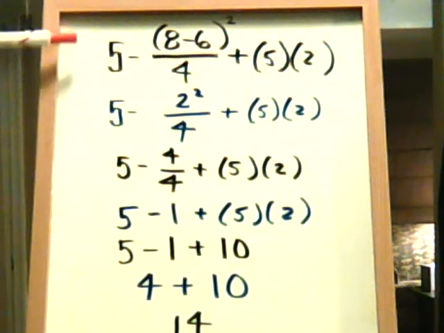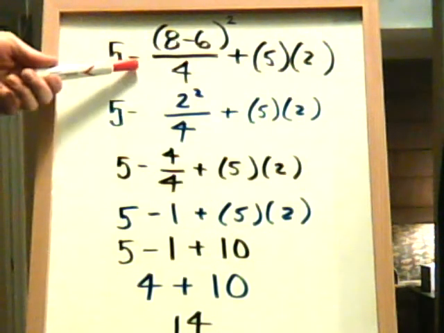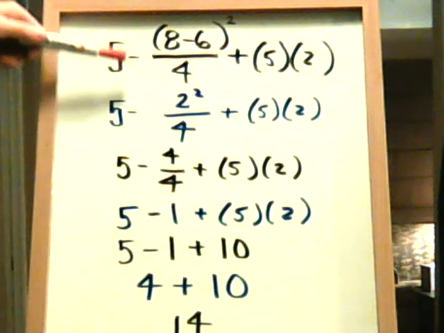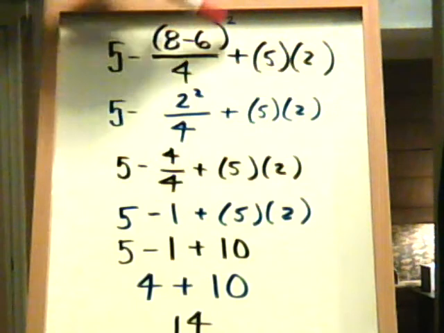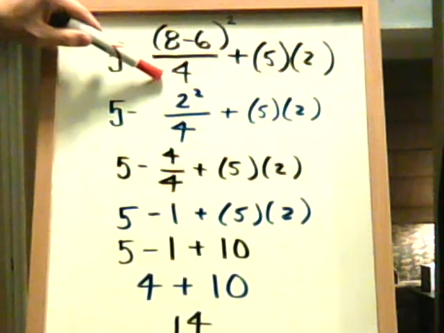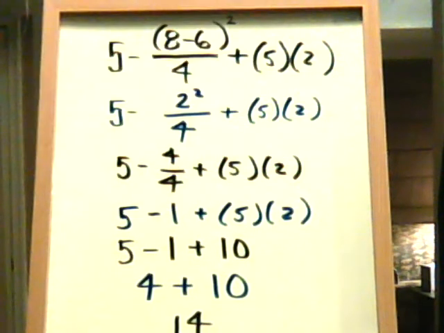So the way it reads now is 5 minus, so 5 minus what? This term has 8 minus 6 squared over 4, plus 5 times 2. Now, the question is where to start. The students generally know PEMDAS or GEMDAS, which says to start with grouping devices or parentheses. So we have parentheses here.